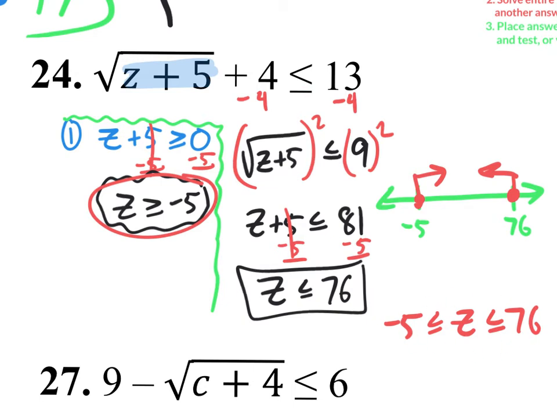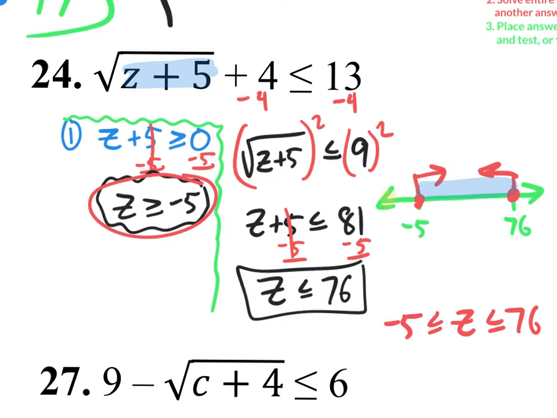So visually, I know that the overlap is between those two values. The overlap is right here. So my answer is all the z values that are between -5 and 76, including both the -5 and the 76. Let's do it numerically, in case you want to do that.